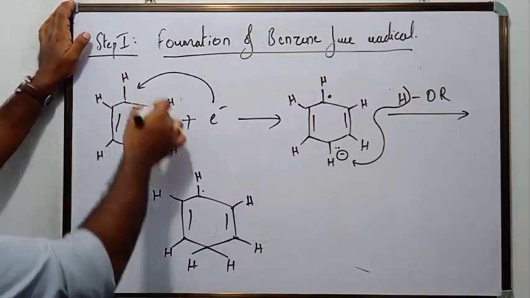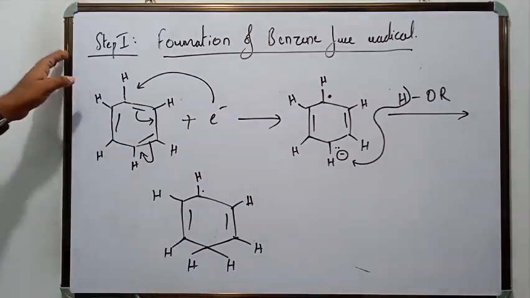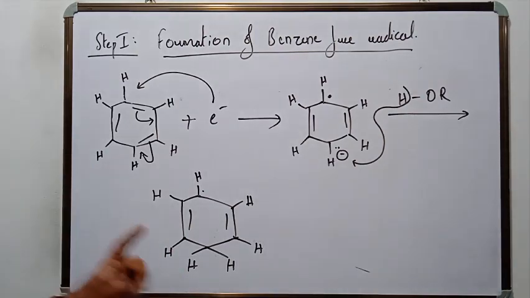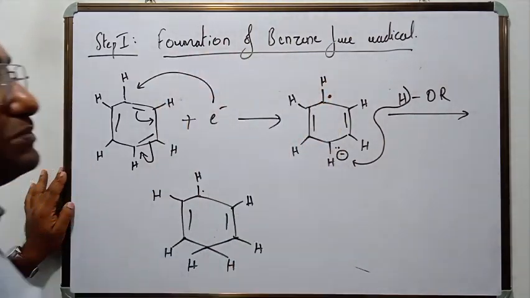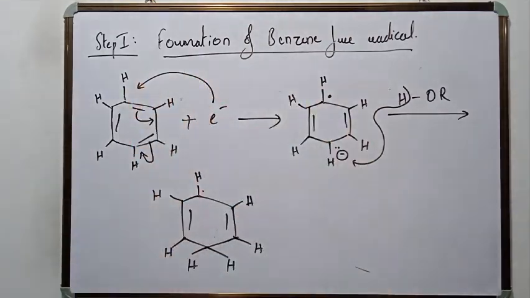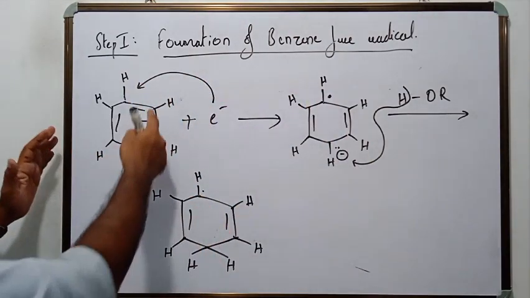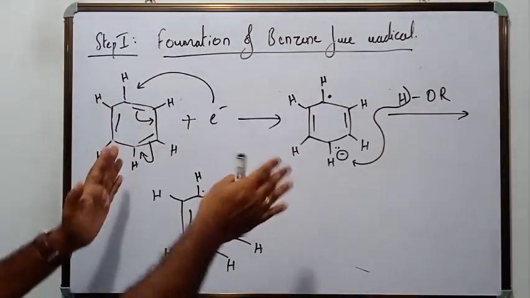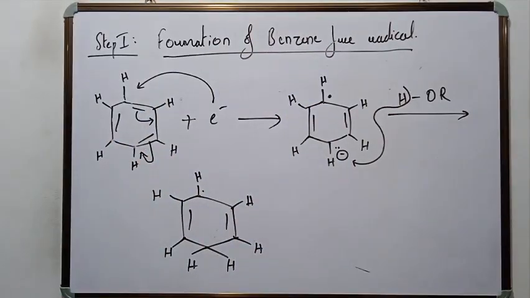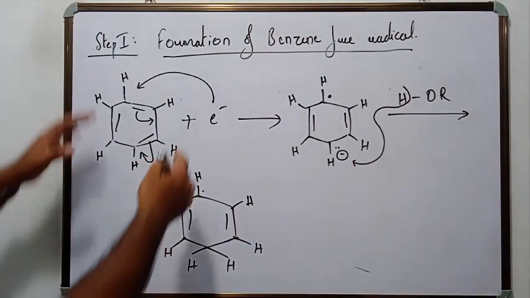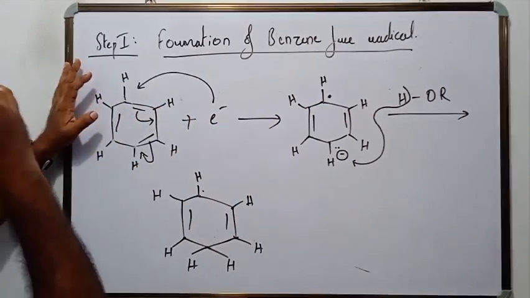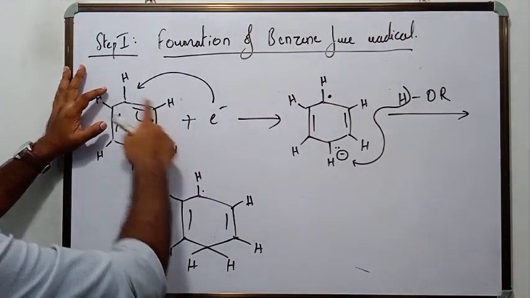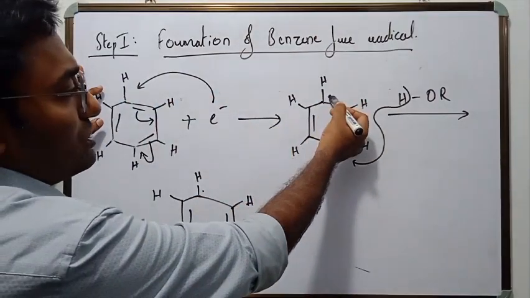Now there are 6 carbons. Which carbon will the electron attack? See, it can attack any carbon. Whatever carbon it attacks, that position will become the first position, because benzene is ultimately a ring structure. So it can attack here, here, here, here or here. Whatever position it attacks, that position becomes number 1, because benzene is nothing but a ring system. Of course, for convenience and better understanding, I am making it attack this position. So if it attacks this position, what would happen?